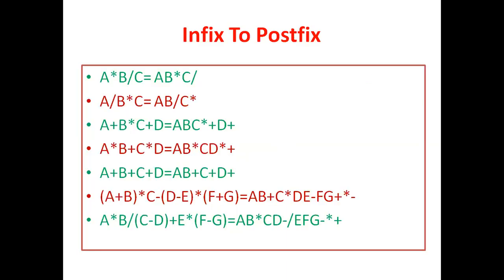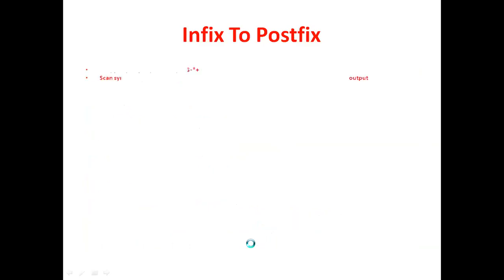So in the previous one, if you take the last one, a plus b into c minus d minus c into f plus g. Otherwise, you can take this one and see how to convert it into postfix form. This is our expression, a into b by c minus d plus e into f minus g, converted into postfix form. That is ab star cd minus slash efg minus star plus.